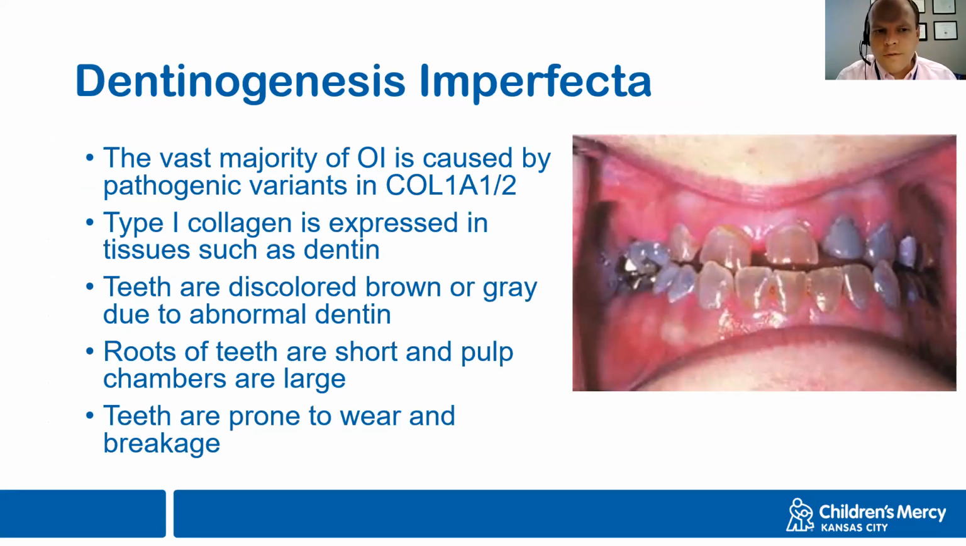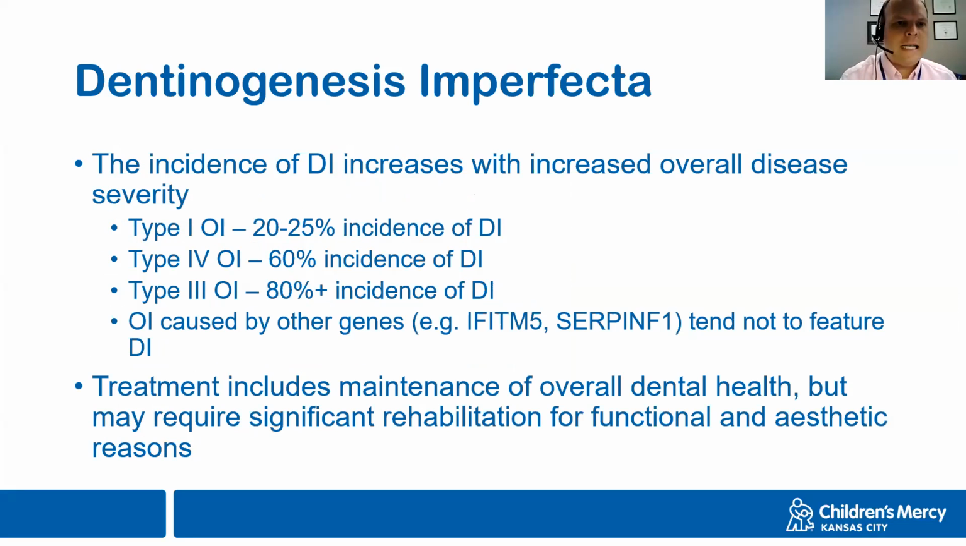The roots of the teeth are short, pulp chambers are large, and so they tend to be prone to both wear and breakage. And when you have teeth that are worn and break, they can get secondary caries within those teeth. And we find that the incidence of DI actually does increase with overall disease severity. So it's not rare to find DI in patients with type 1 OI, but it seems to be a minority of those patients, whereas the majority of patients with type 4 and type 3 OI will have DI. And again, I noted that OI caused by other genes tend not to feature DI.